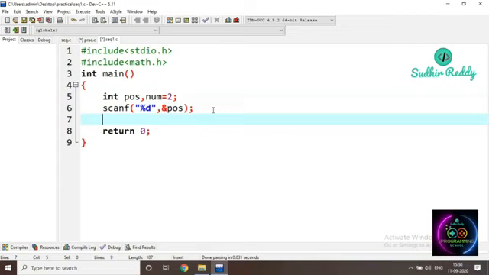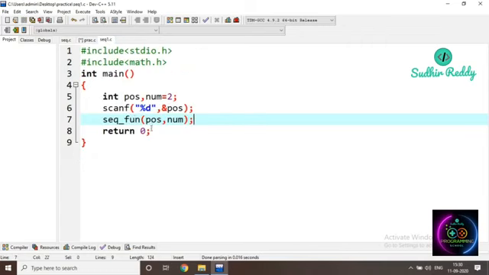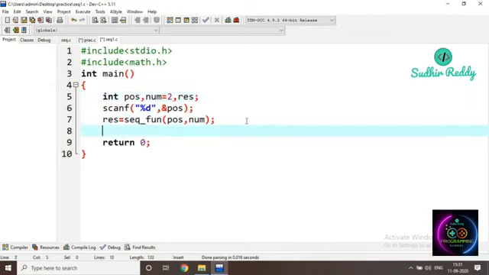Now I am going to take a function, sequence function, and pass these two values, the position and the number. Based on this position and the number, it returns one value. If the position is 10, the output is 11. That is the result, also an integer. Now I am going to print the result like this.